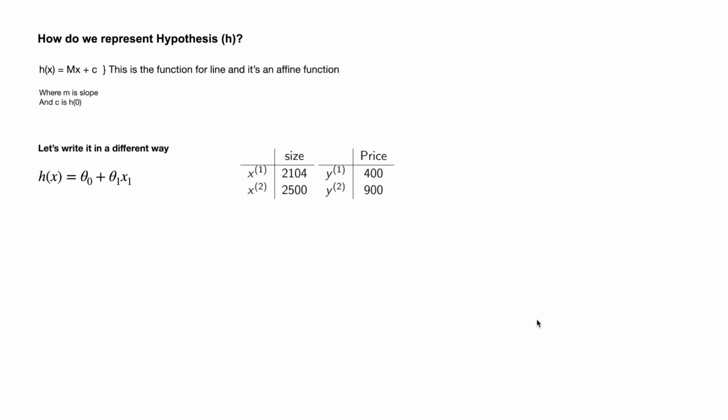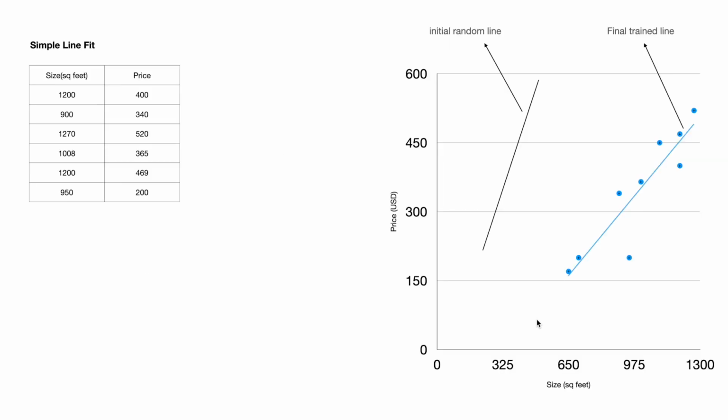Okay, it's a similar example, like here x1 is 104, which is the size of the house, and the y1 is the corresponding price, and similarly x2 represents the second training data, and we can have n number of training data like this. So let's draw our hypothesis also. Okay, so let's draw our hypothesis, which is this.